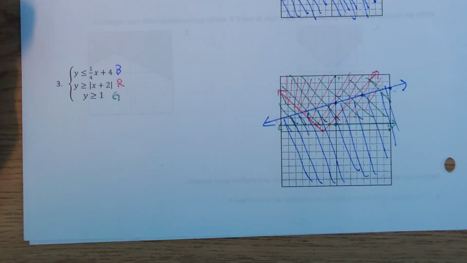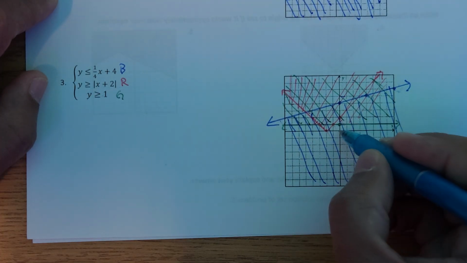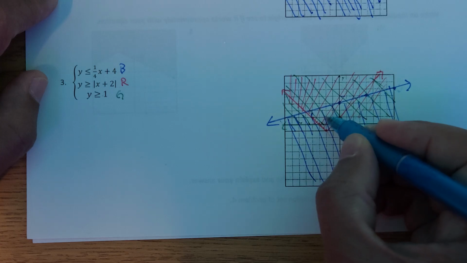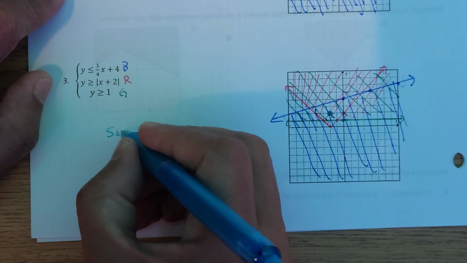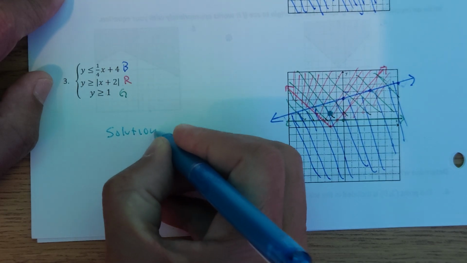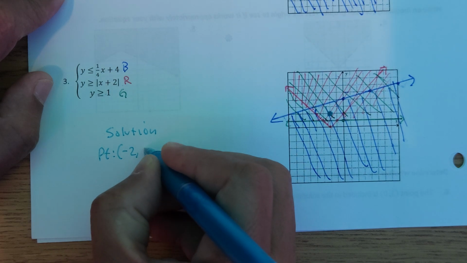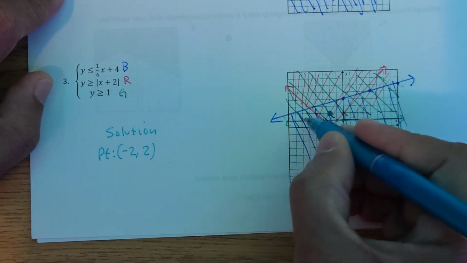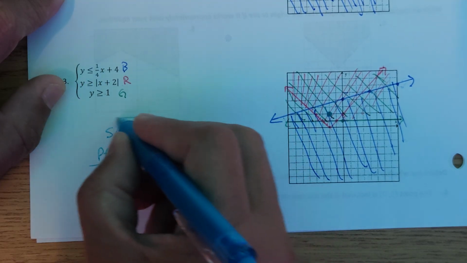So then we need to choose a point in which the graph has solutions. So I'm going to choose the point, let's see, this is -2 up, let's say right there. -2, comma 2. So the solution point is the point -2, comma 2. But any point you choose in the triple shaded region is a solution to this system of inequalities.